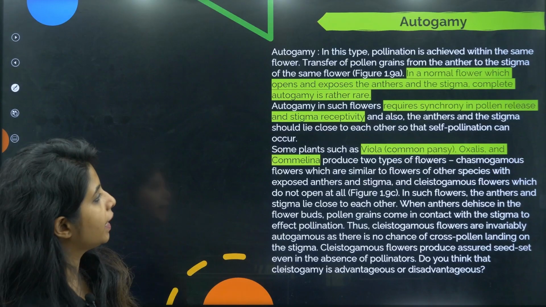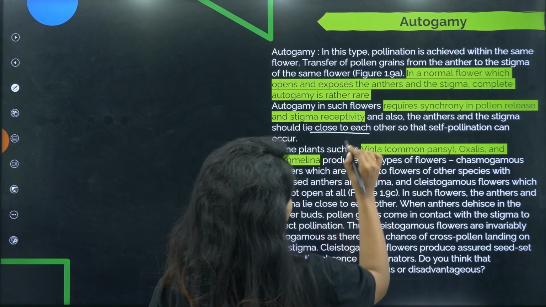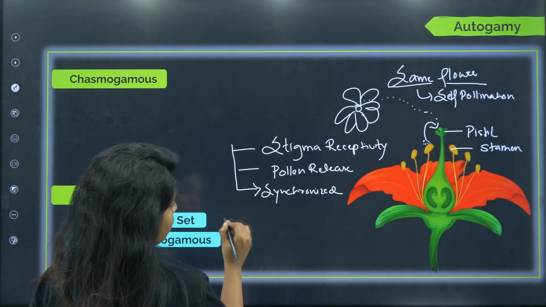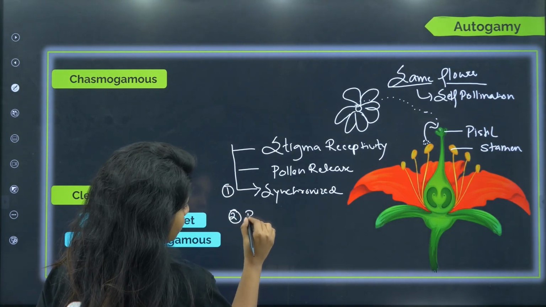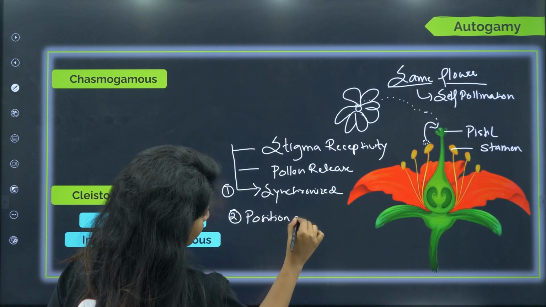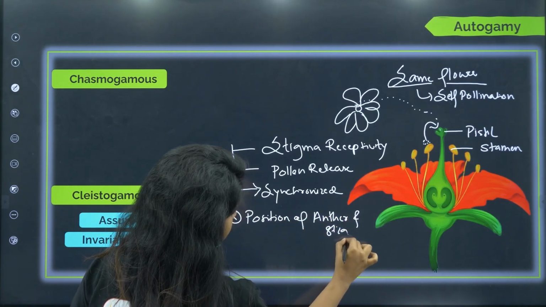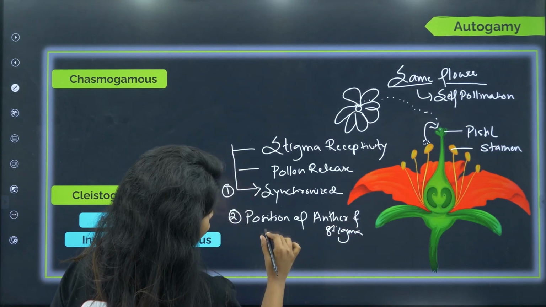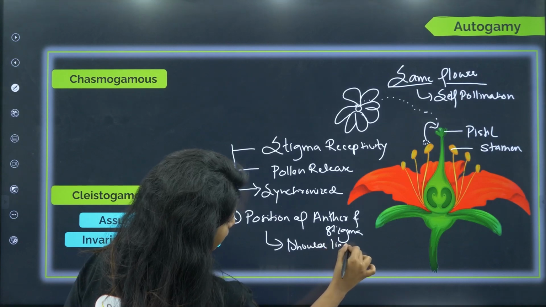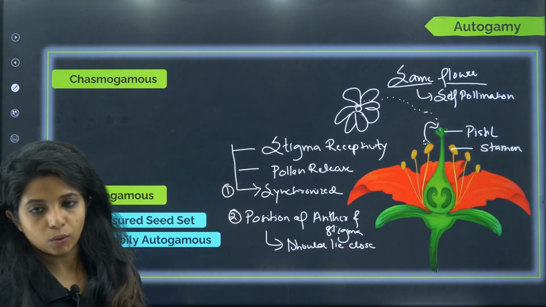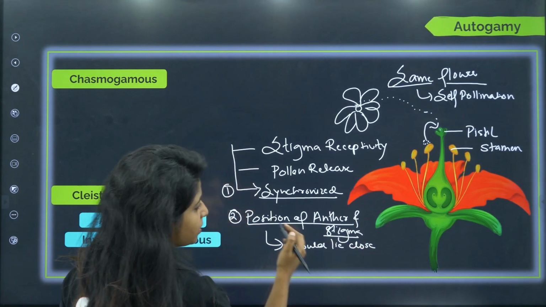Agree? Now, going ahead, also the anthers and the stigma should lie close to each other so that self pollination can occur. So, basically, this is the first criteria. Second thing will be position of anther and stigma. So, both of them, what should they be doing? Should lie close. Okay, that is the first thing. So, first is synchronization, second one is position of anther and the stigma. Sorry, this is the second thing.